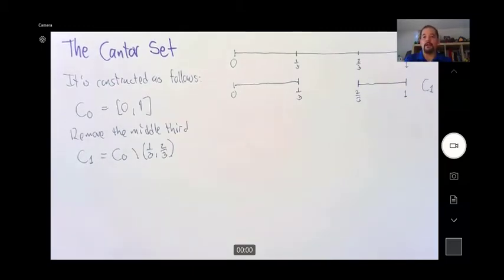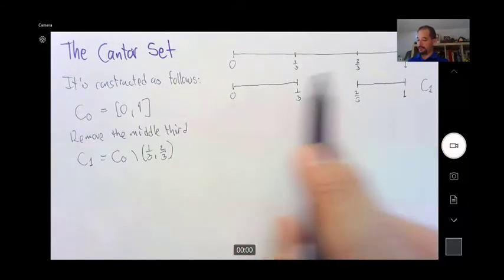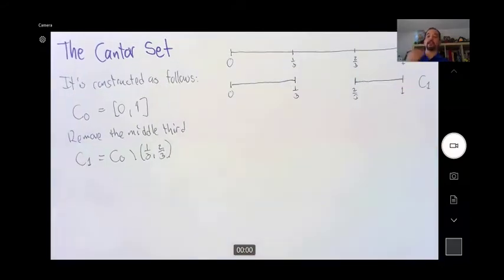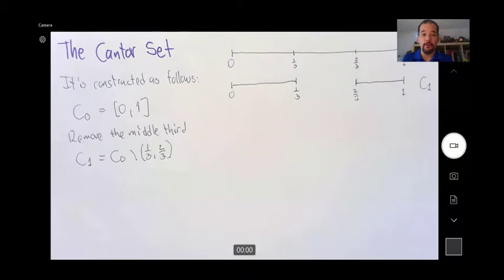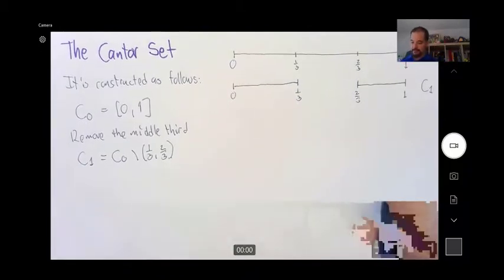Okay, and now that you learned it once, we're just going to keep doing this. Meaning, for every one of the intervals that remained, so we have an interval here and another interval here, in the next iteration, we're going to remove the middle third. You get it? Let's do the next one.